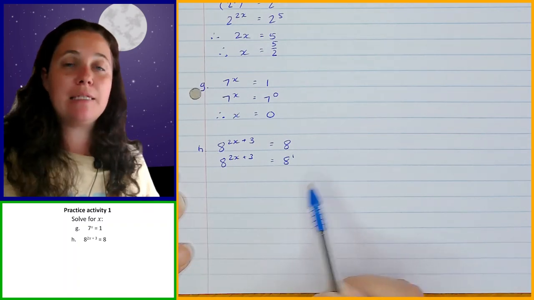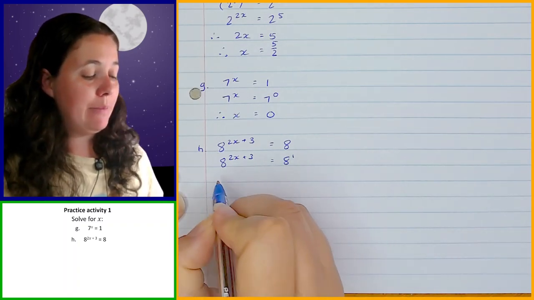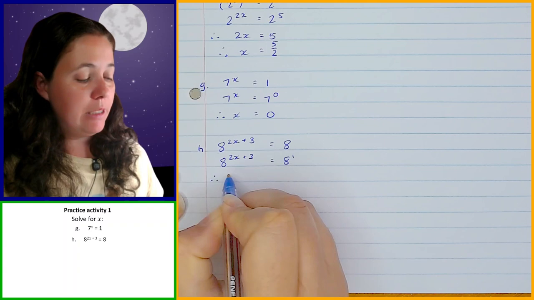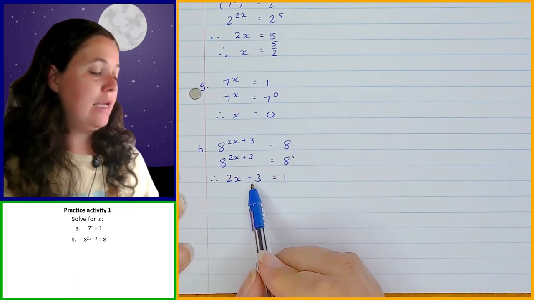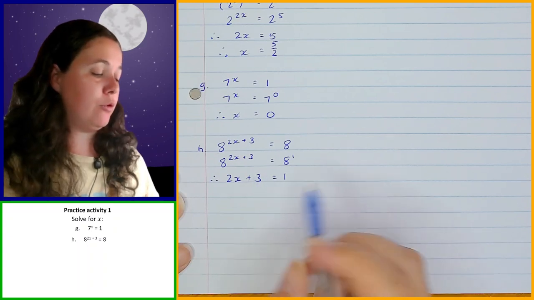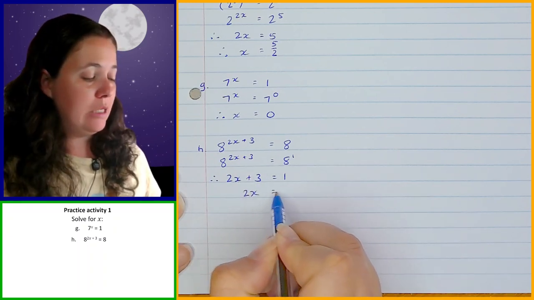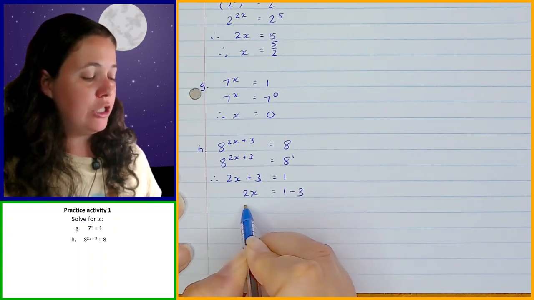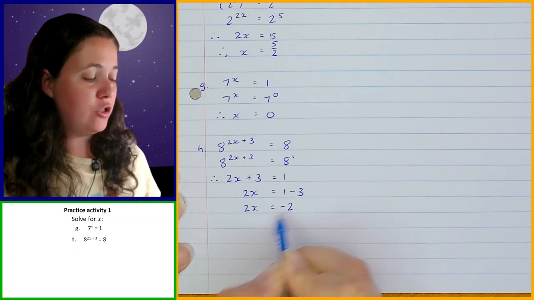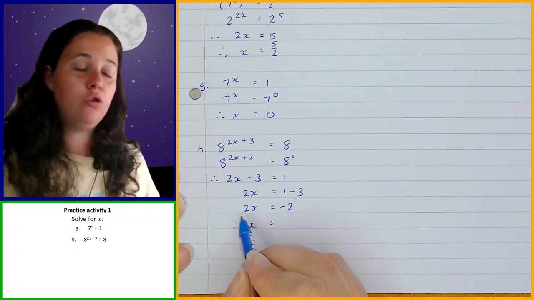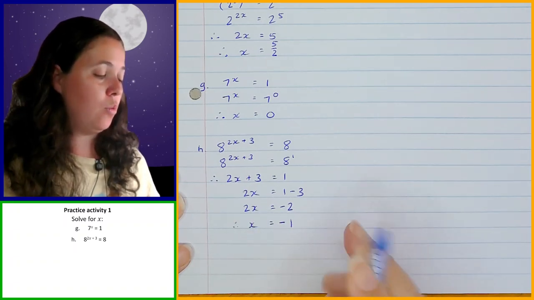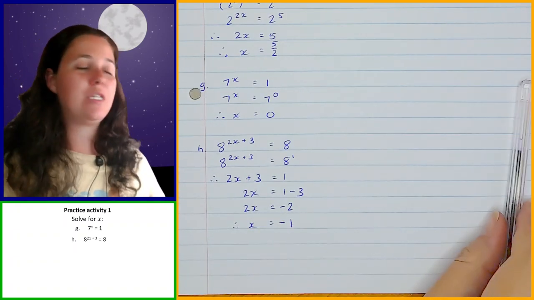So 8 to the power of 2x plus 3 equals 8 to the power of 1. They have the same base, so now I can drop the base and make the exponents equal to each other. That gives me 2x plus 3 equals 1. Now I'm just going to solve: subtract 3 on both sides. That gives me 2x equals 1 minus 3, which is 2x equals negative 2. So x is equal to, if I divide by 2 on both sides, negative 1. So that's what you should have got for question H.